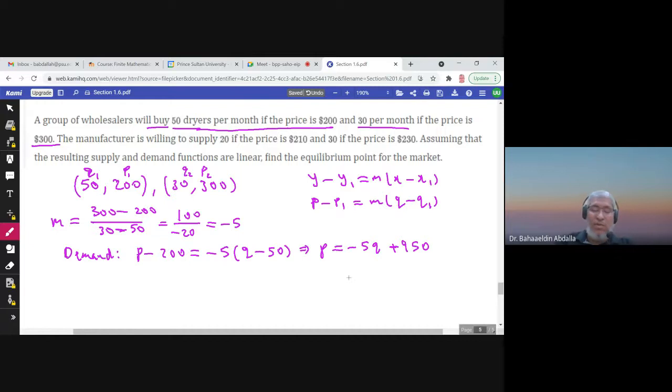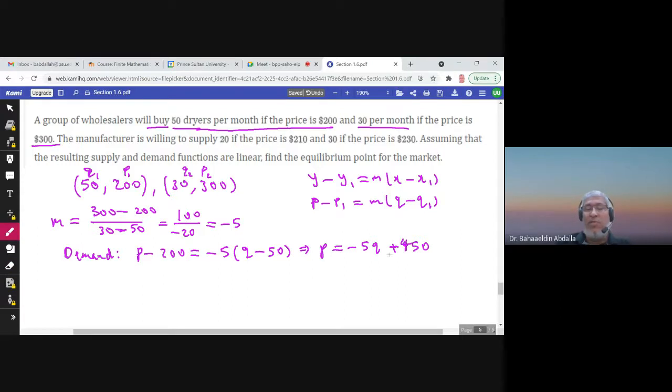And you can check now that, for example, if Q is 30, then the price is... yeah, so I checked. Let me see this again. Negative 5Q. This is P minus 200, and this is Q minus 50. Yeah, 5 times 50 is 250, sorry. So there is a mistake here. This is 450 instead of 950.